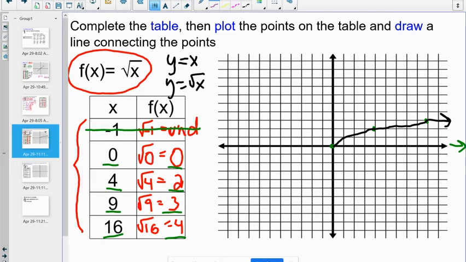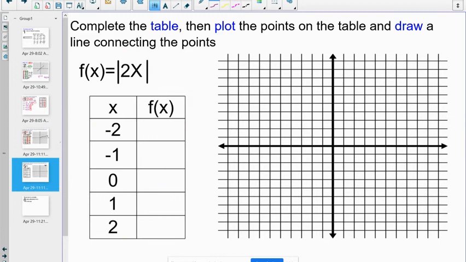So here's another one. And then we're going to get one more practice before you go on to your homework. So again we're doing that same process where we're completing the table, plotting the points, and drawing a line connecting the points. So here's our function here. Remember these bars? They mean absolute value. So now that we have that, we're going to plug in these values here.